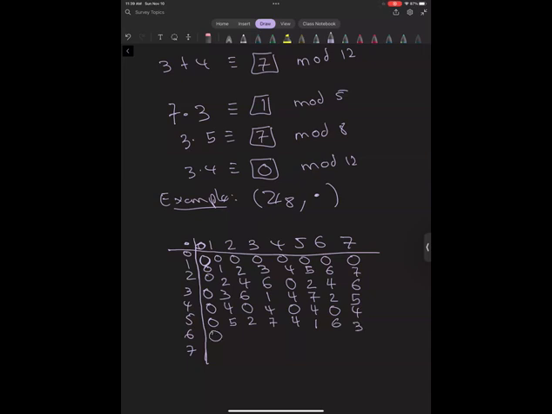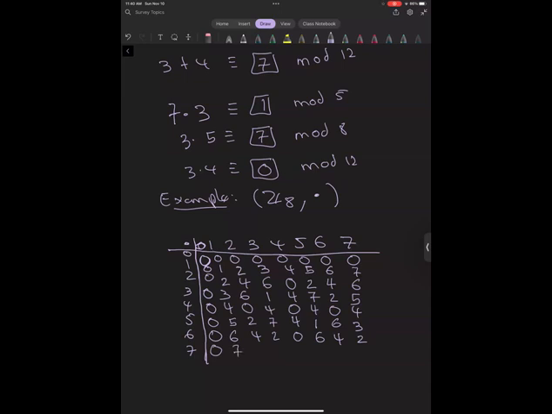6 times 0 is 0, 6 times 1 is 6, 6 times 2 is 12, modulo 8 is 4, 6 times 3 is 18, modulo 8 is 2, 6 times 4 is 24, modulo 8 is 0, 6 times 5 is 30, modulo 8 is 6, 6 times 6 is 36, modulo 8 should be 4, 6 times 7 is 42, so modulo 8 should be 2. 0 6 4 2, 0 6 4 2, yeah.